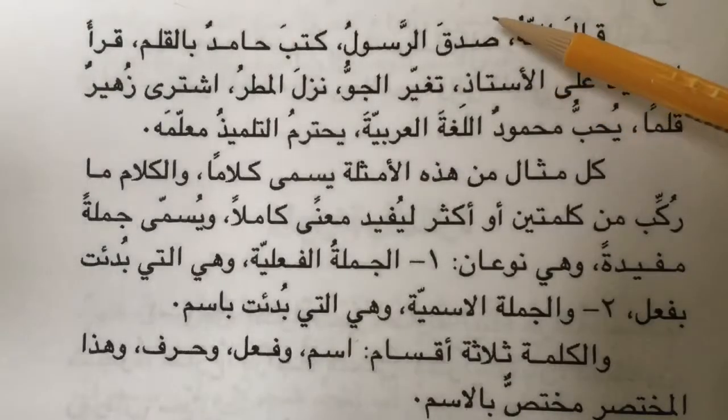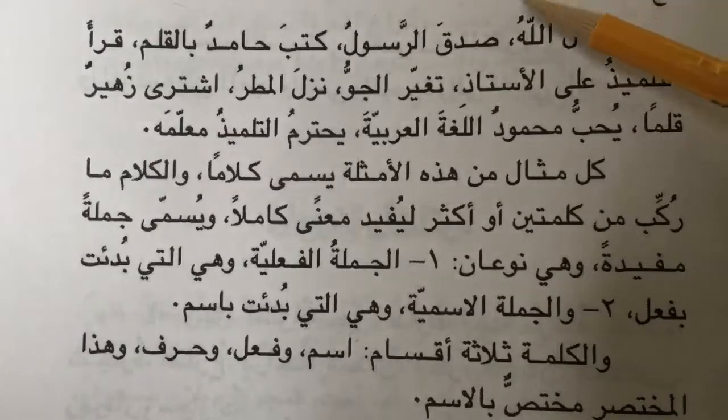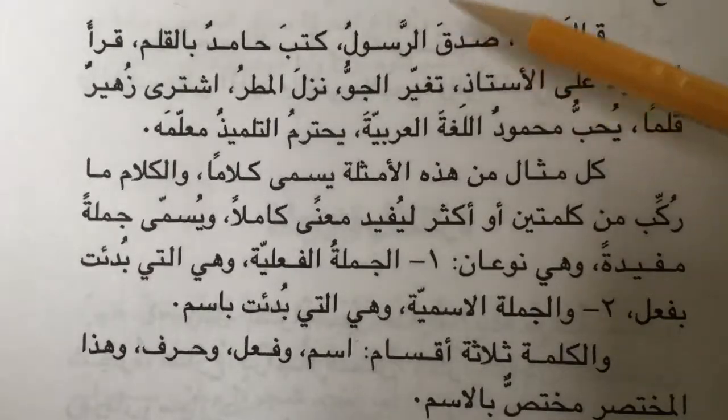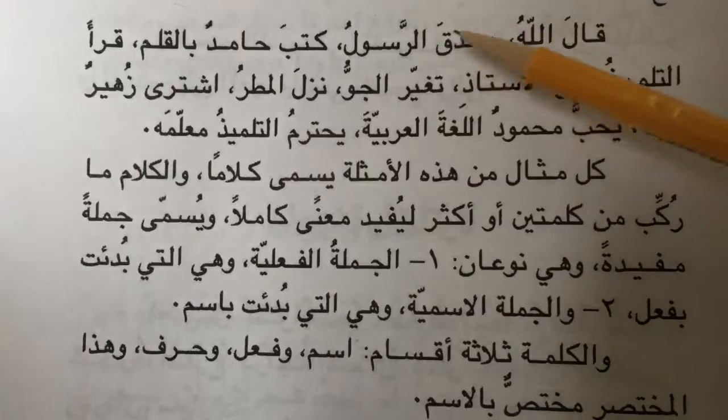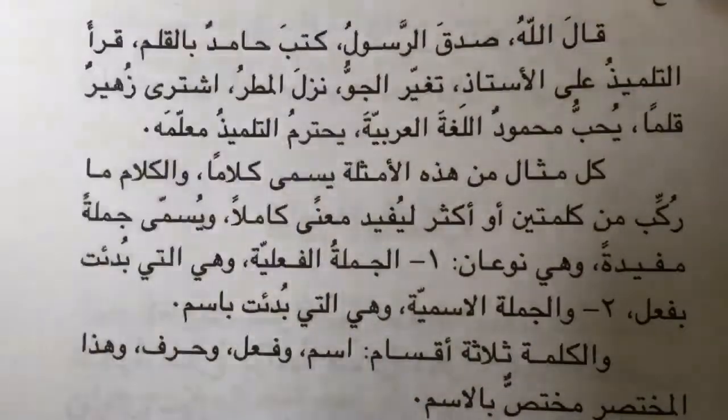So sadaqa, he was truthful. Sadaqa, two men were truthful. Sadaqu, a group of men were truthful. Sadaqat, she was truthful. صدقتا, 2 women were truthful. صدقنا, a group of women were truthful. صدقت, you were truthful. صدقتما, you 2 men were truthful. صدقتم, you group of men were truthful. صدقتي, you female were truthful. صدقتما, you 2 women were truthful. صدقتن, you group of women were truthful. صدقت, I was truthful. صدقنا, we were truthful.